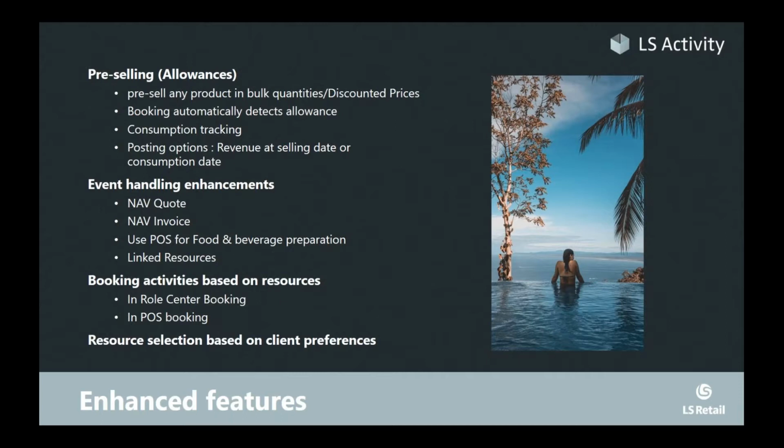For events, we have added integration to issue standard NAV quote and invoice, allowed the use of the POS interface to select food and beverage in the quoting process, as well as the option of linking resources as mentioned earlier. We have also made it straightforward to book any product based on the resources and viewing availability accordingly, both in the backend and on the POS. Client preferences can be registered and the solution will automatically try to fulfill those requests as much as it can.